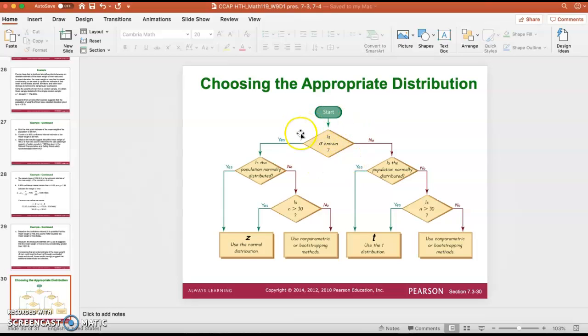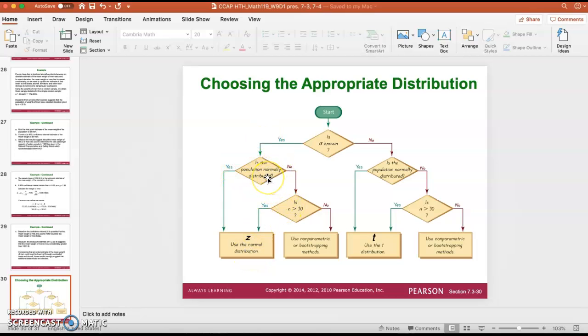And here's just a little chart to help visually see when you should use which distribution, the t distribution or the z distribution, whenever we're using confidence intervals. Ultimately, it comes down to whether you know the population standard deviation or not. If you do know it, and depending on whether or not these conditions are satisfied, you're going to be using the z distribution.